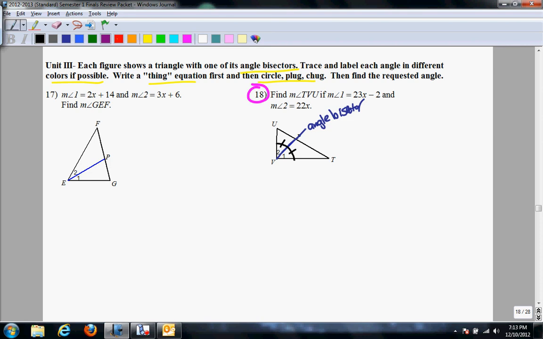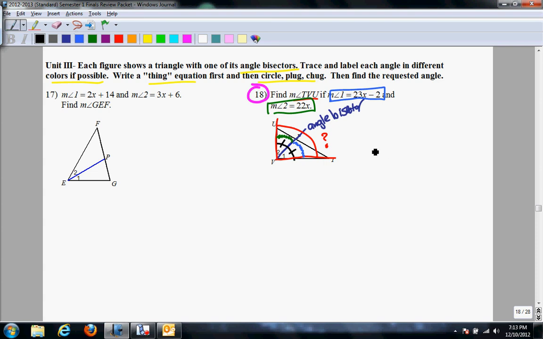So now we're going to use two different colors. We're being asked to find TUV. So here's TUV. That's what we want. If we know that angle 1 is 23x minus 2. This is angle 1. And angle 2 is 22x. Now we're going to do a thing equation first.